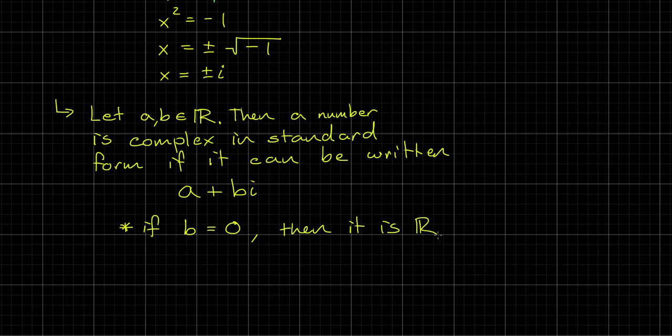If b is 0, which literally every number you've ever written, think of a number, add 0i. It's been complex all along. Okay, but there's another option. b could be 0, but a could also be 0. If a happens to be 0, we have what is known as a pure imaginary number.